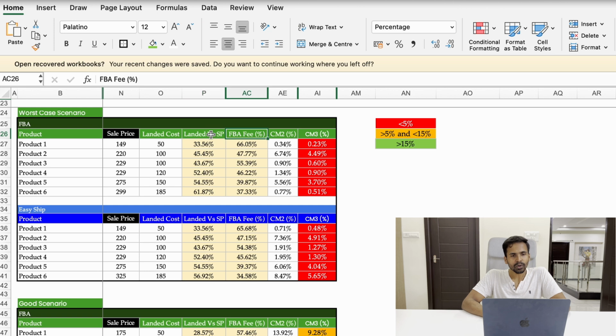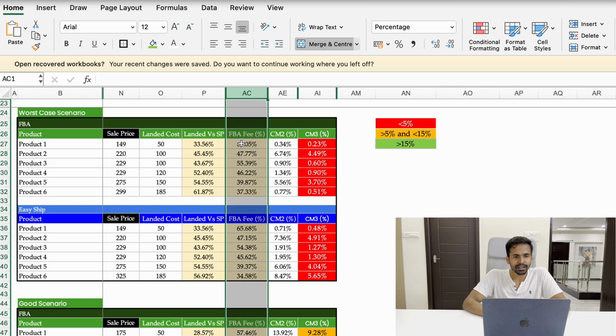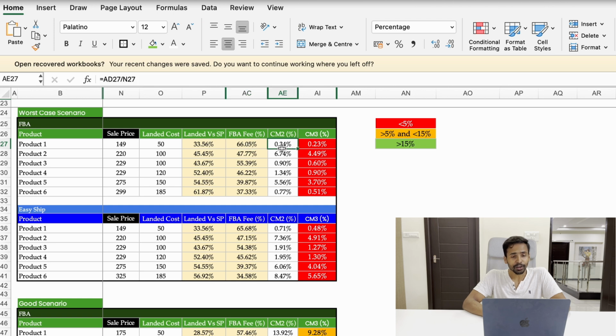And then when you look at column AC, we also specified the percentage FBFE. For a good product, this ratio should always be anything between 25 to 35%. But here you can look into the numbers, the ratio is a lot higher. Because of higher landed cost and FBFE, my contribution margins in this scenario is very, very poor.